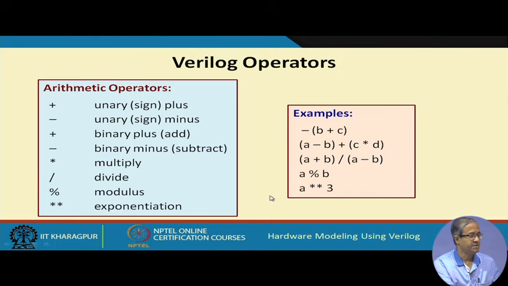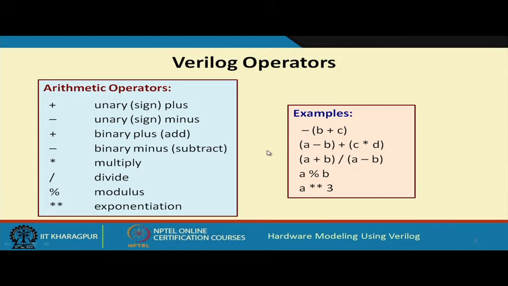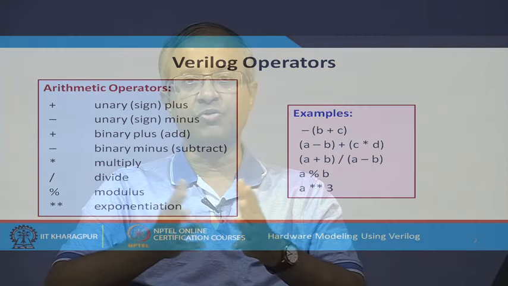Okay. These are the so called Verilog operators, and as you see, the Verilog operators are very similar to what you see in other programming languages like C, with the exception of the exponentiation operator. The others are almost the same as those available in the language C or C++. Okay? Fine. So, let us move on.